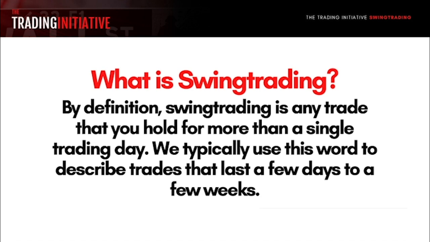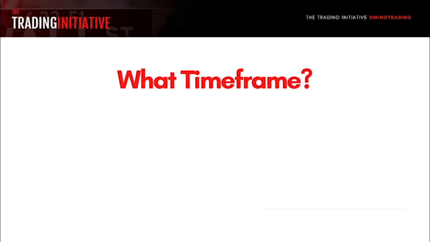So we typically use this word to describe trades that last a few days to a few weeks. So even though the definition is any trade that you hold for more than a single trading day, we typically use this to reference timeframes that last anywhere from a few days to a few weeks, okay? So what time frame are we looking at on the charts when we are talking about swing trading? It doesn't make too much sense to use lower time frames if the opportunities that we are looking to play take a few days to a couple weeks to play out, right?